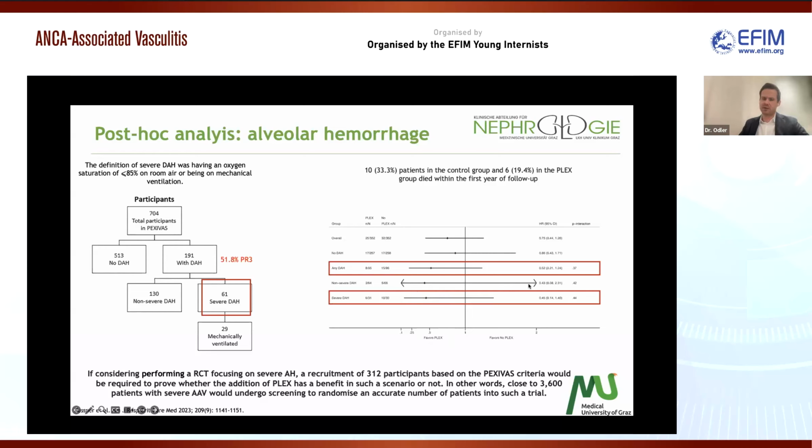And if we are discussing this topic, and we say that we would like to perform another randomized controlled trial investigating only this question on alveolar hemorrhage regarding the use of plasma exchange, then the recruitment of 312 participants based on the PEXIVAS criteria would be required to prove whether the addition of plasma exchange has a benefit in such a scenario or not. In other words, it would mean that close to 3,600 patients with severe ANCA-associated vasculitis would undergo screening to randomize an accurate number of patients into such a trial. And I assume that nobody will perform a trial like that.